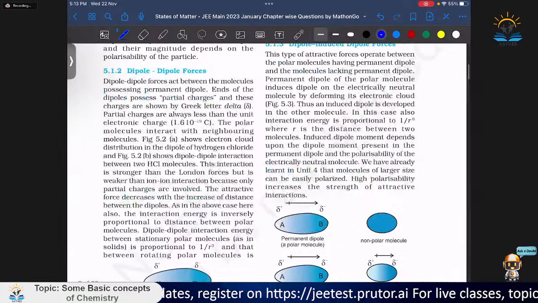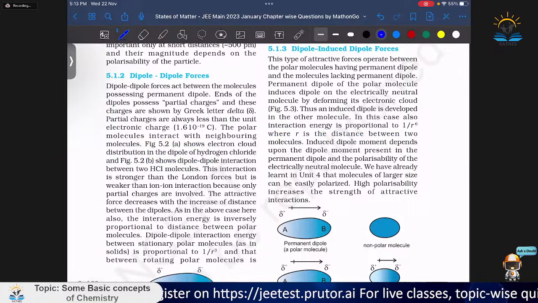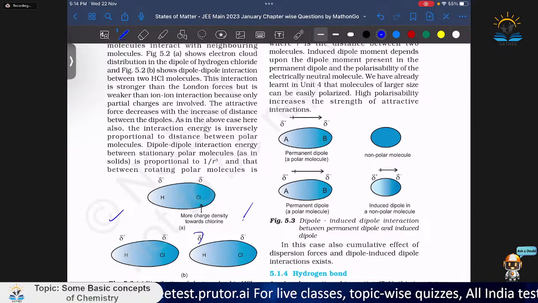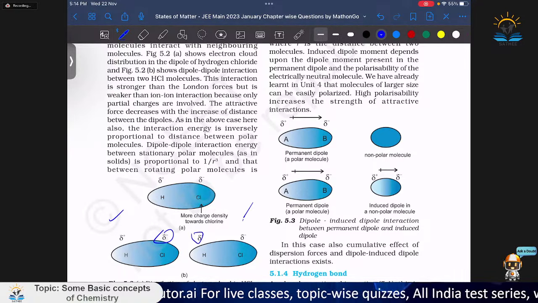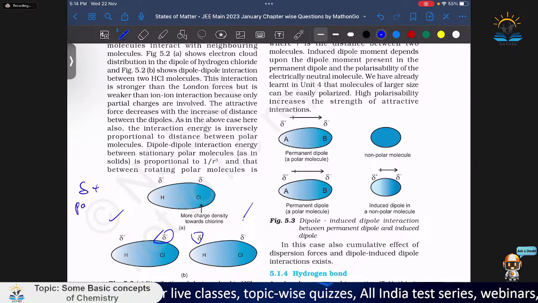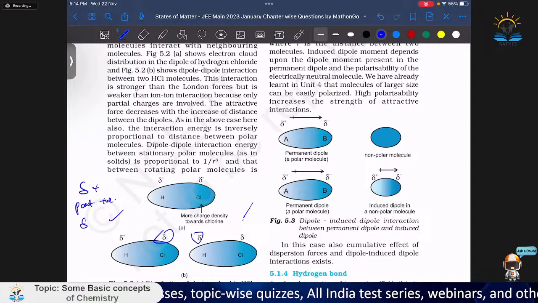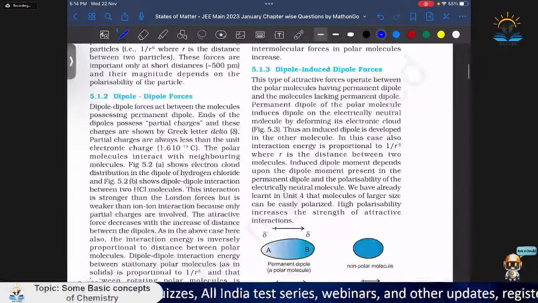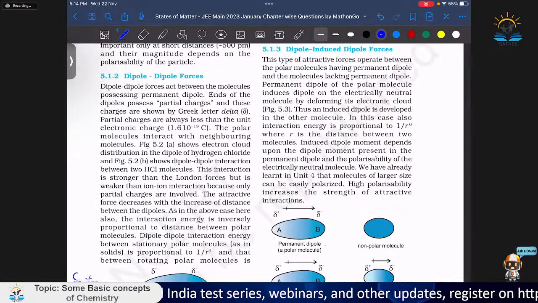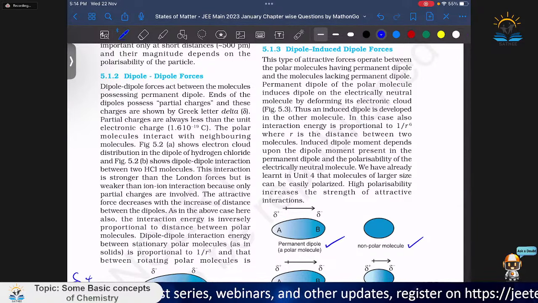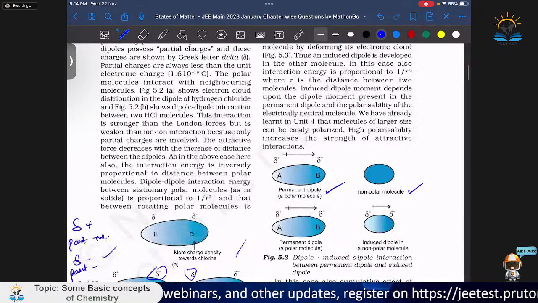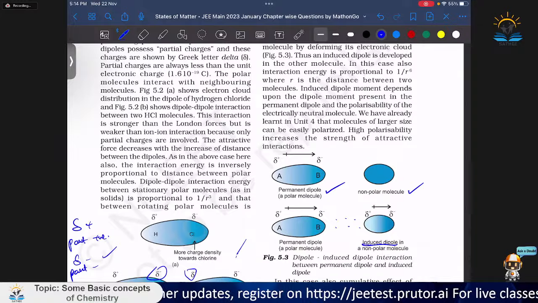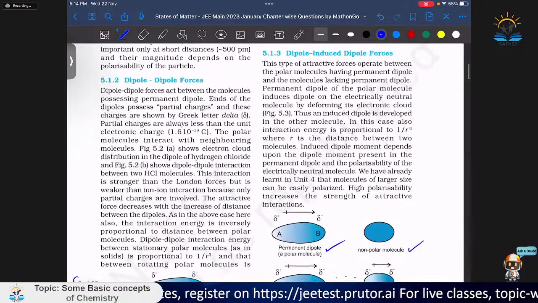Next, we move on to dipole-dipole forces. It is between two dipoles. We can see here we have two dipoles. They will attract the opposite partial charge on them. So delta plus is partially positive. Delta minus is partially negative. Then dipole-induced dipole. Here we have one permanent dipole and one non-polar molecule. This permanent dipole will induce a dipole in the non-polar molecule and they will get attracted. This force is known as dipole-induced dipole force.